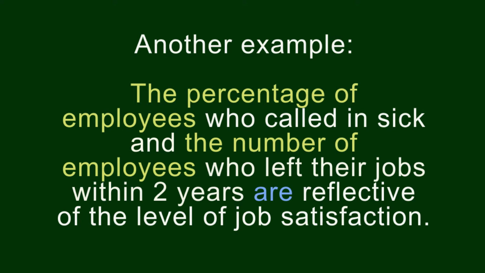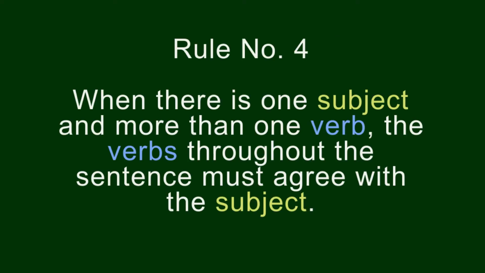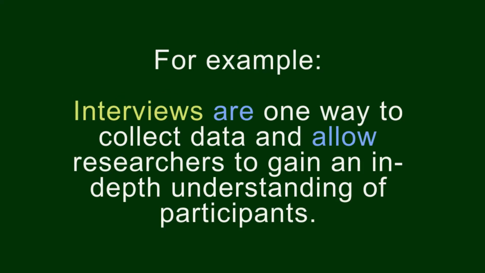All right. Next rule, when there is one subject and more than one verb, the verbs throughout the sentence must agree with the subject. For example, interviews are one way to collect data and allow researchers to gain an in-depth understanding of participants. So interviews, plural in form, therefore, all the verbs must be plural also. Therefore, we have are and allow.